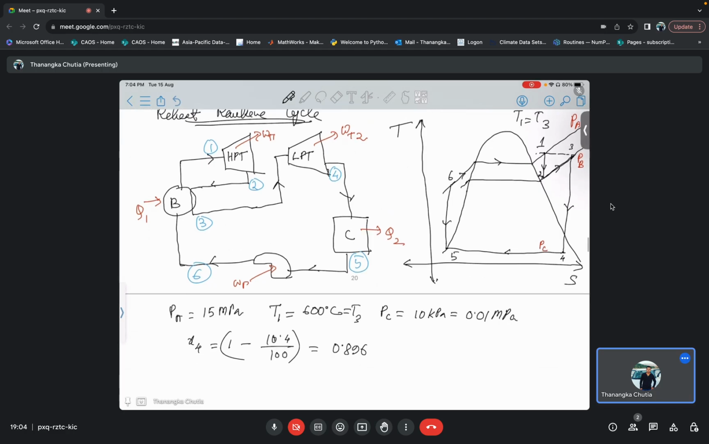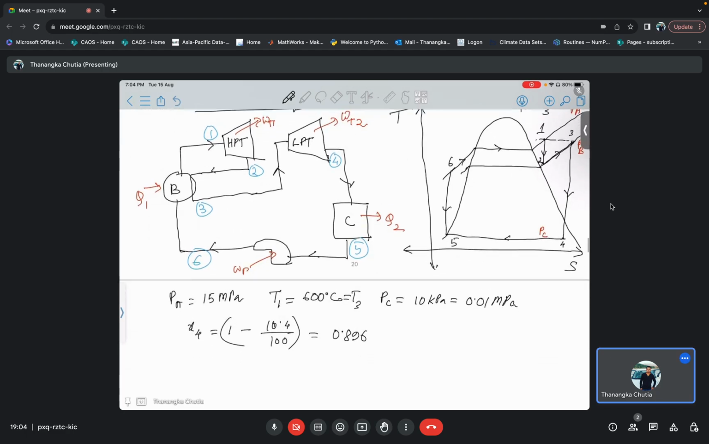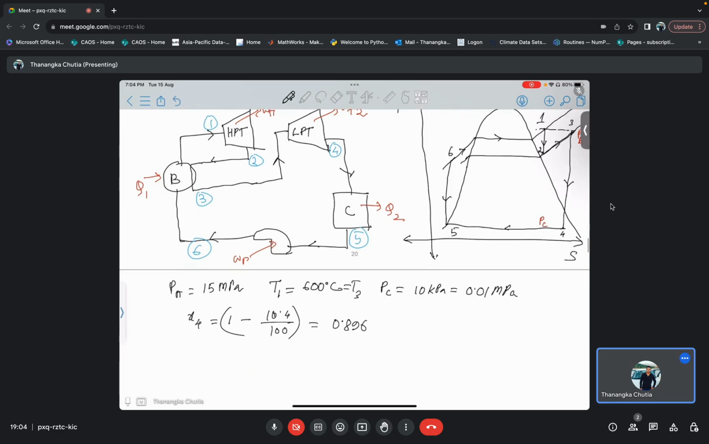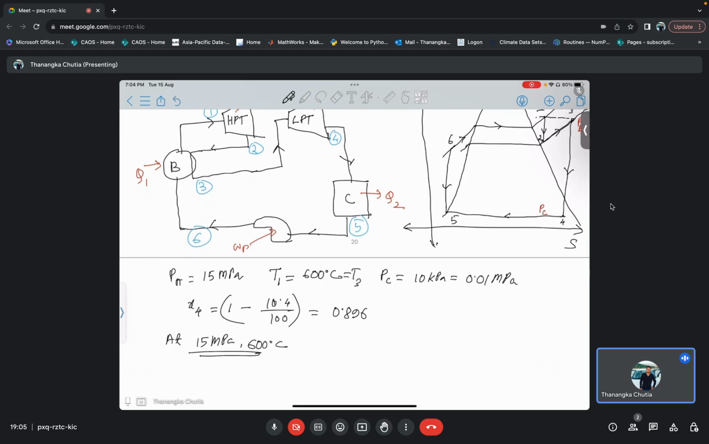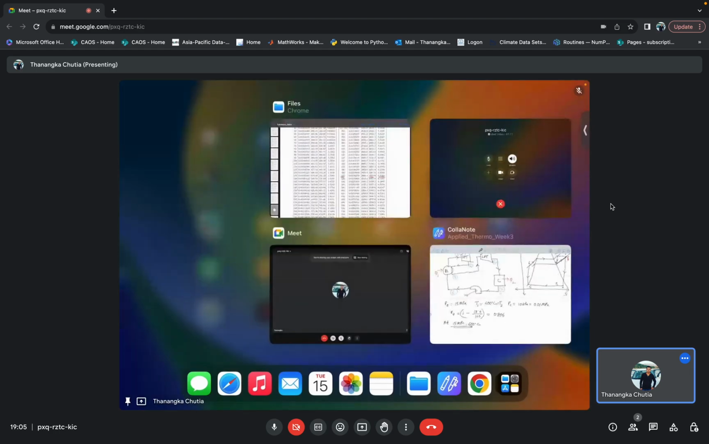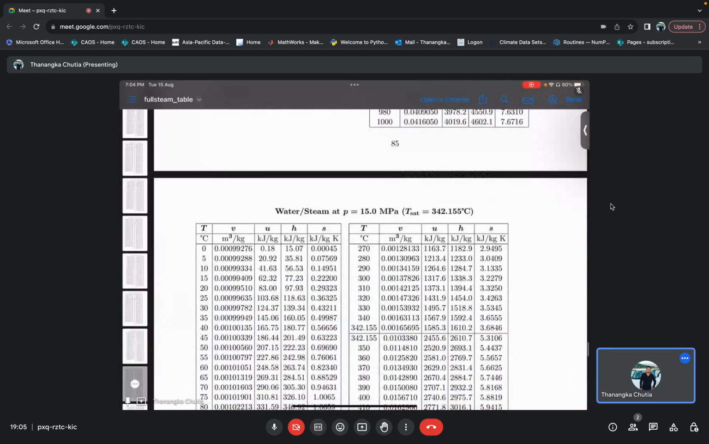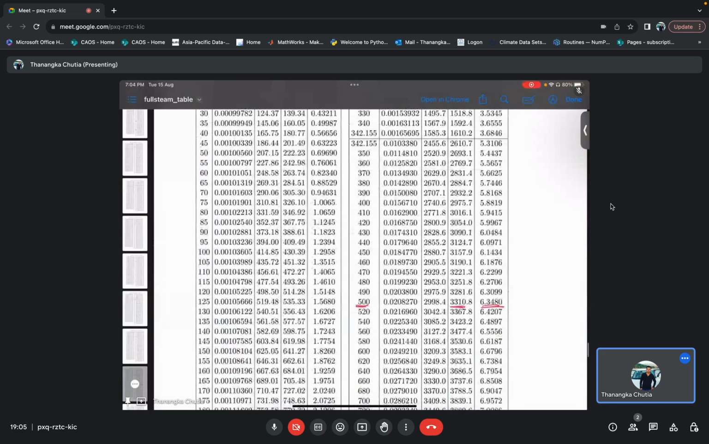So then what we have to look at is the enthalpy values we know. At 15 megapascal and 600 degrees Celsius, we will look at the steam table. I think I already have some of these values, because for 800 degrees Celsius we have done, and 500 degrees Celsius we have done. So at 15 megapascal and 600 degrees Celsius.